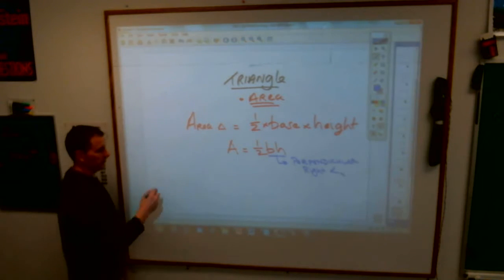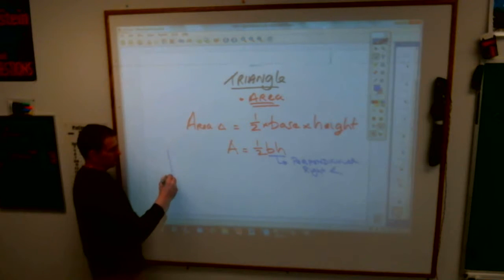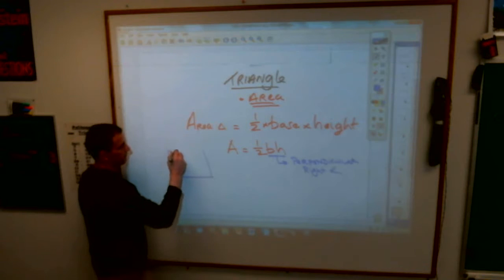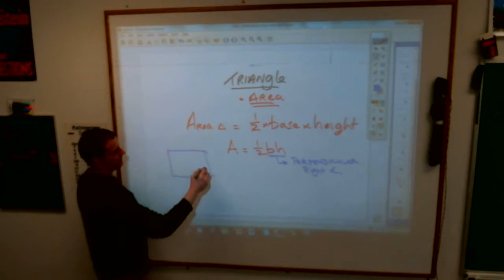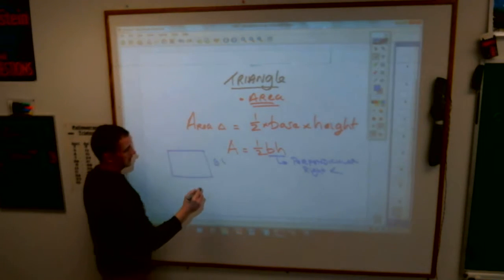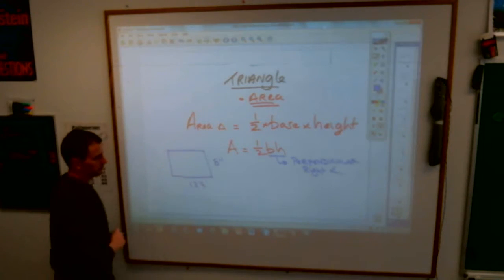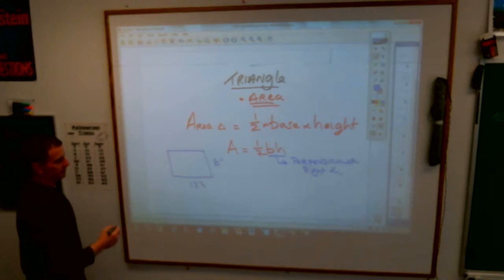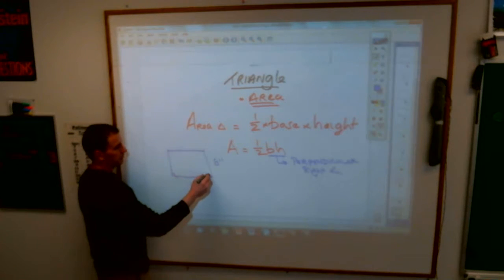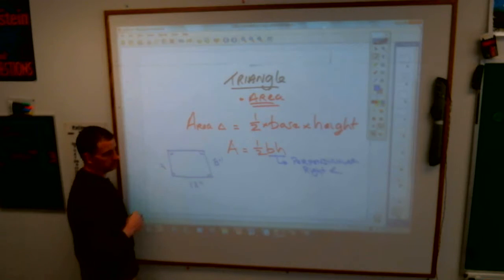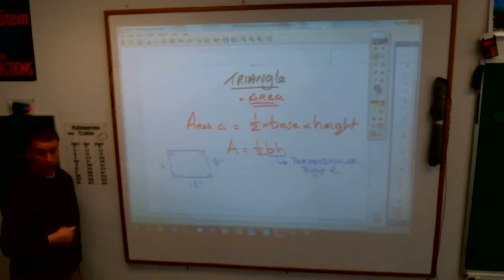Now, let's look at one here. In the case of a rectangle, let's say this is 8 inches and this is 12 inches. And because it's a rectangle, you know that all sides are perpendicular or form right angles. What is the area of this rectangle? Do 8 times 12 in your head.